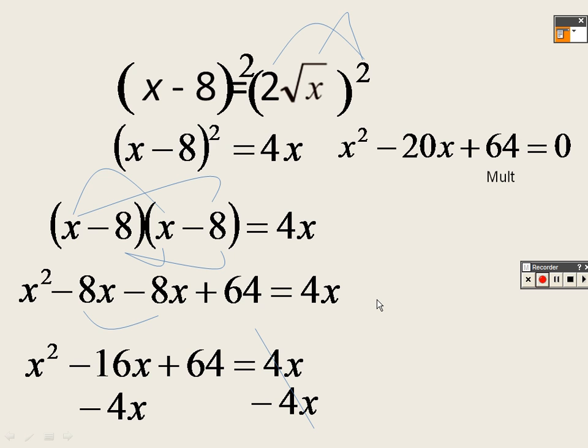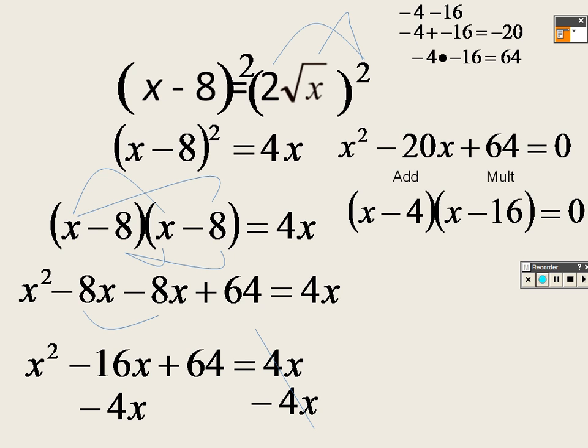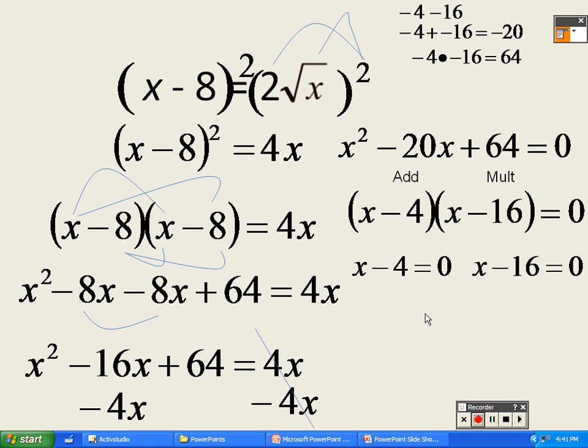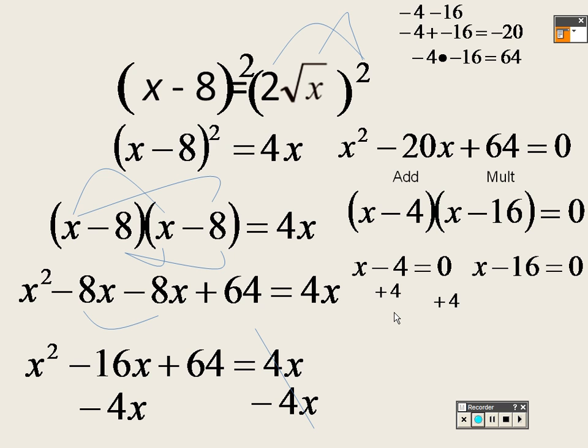So let's see. What multiplies to give you 64 that adds to give you a negative 20? Okay, so thinking about it here, negative 4 and negative 16, right? Because negative 4 times negative 16 gives you 64, and negative 4 plus negative 16 gives you a negative 20. It works. So x minus 4 and x minus 16. So when I set each of those equal to 0 to solve, I add 4 to both sides to get x equals 4. I add 16 to both sides of this one to get x equals 16. And there are your two answers, 4 and 16.